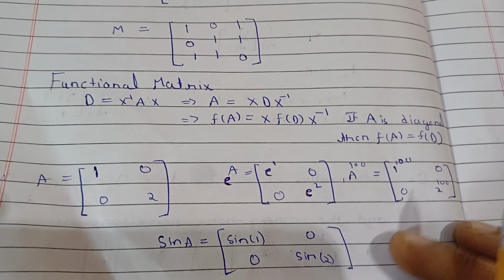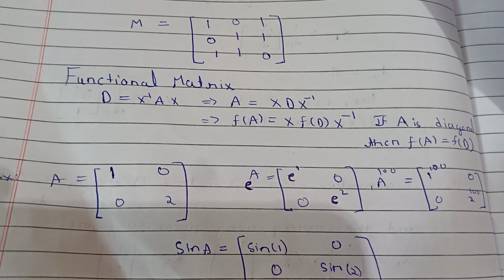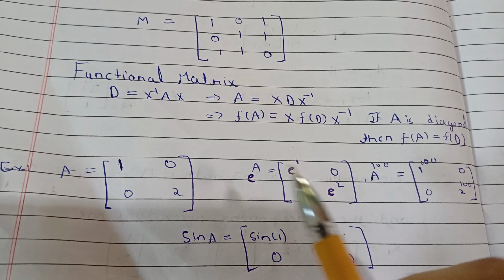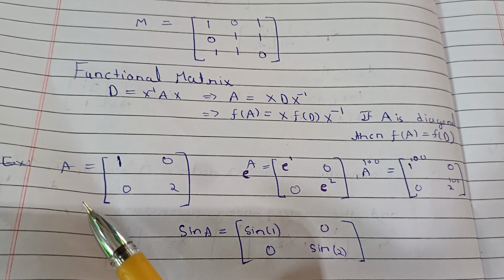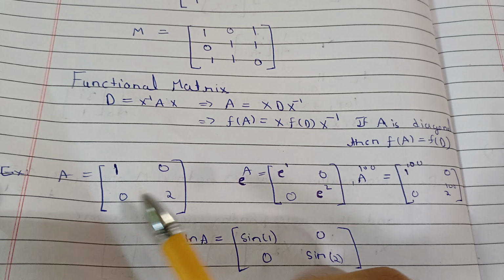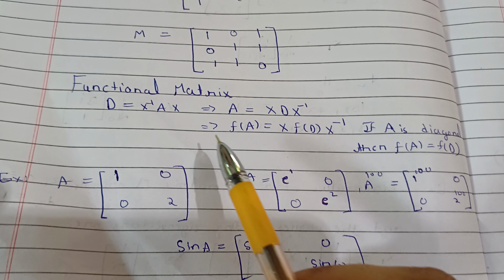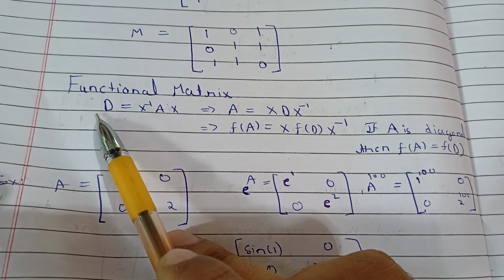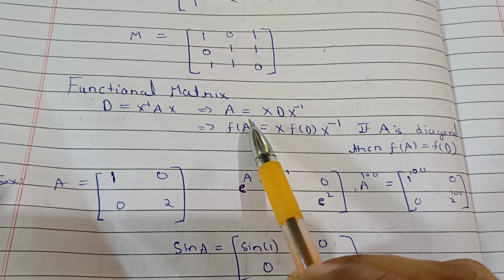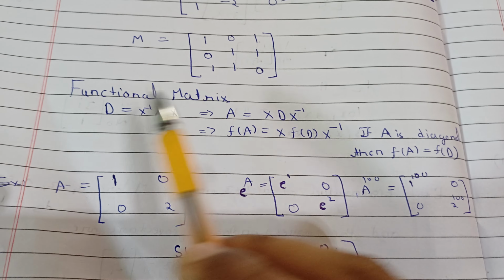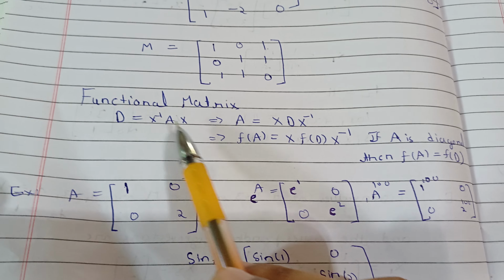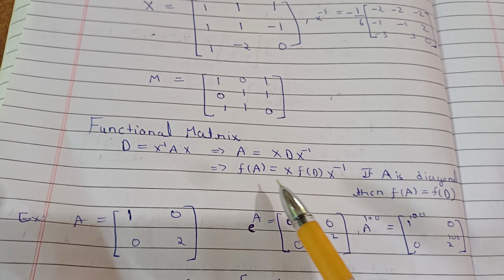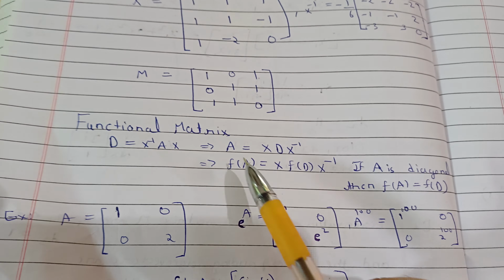Now let's see a new topic, the last topic of this lecture, that is the functional matrix. What is a functional matrix? It means a particular matrix is a function of itself. Okay, it's a function. That's how you can describe the functional matrix. So we get D as x inverse A x, and we know what A is. When you put x inverse here, then you will get A equal to x D x inverse, just what we did here. So you need to remember these formulas.